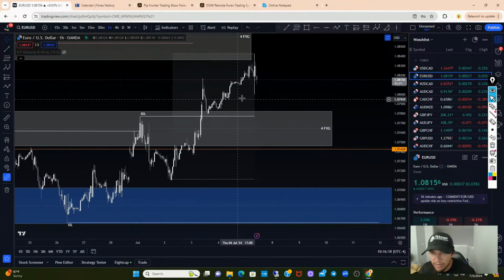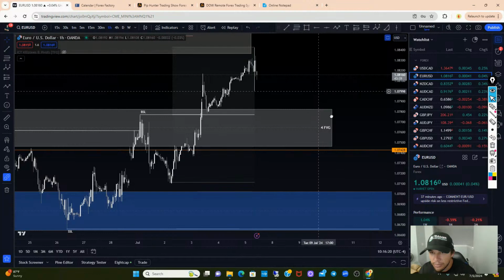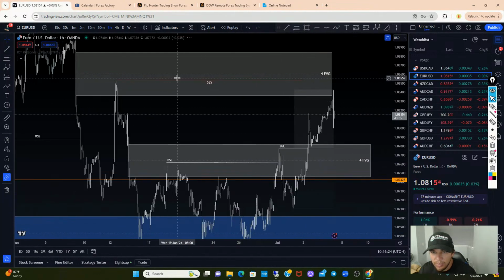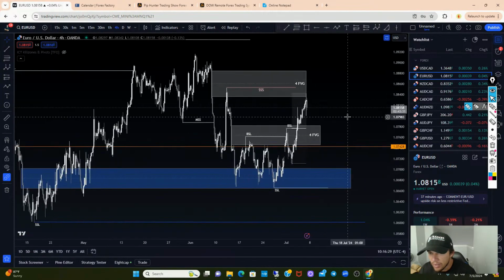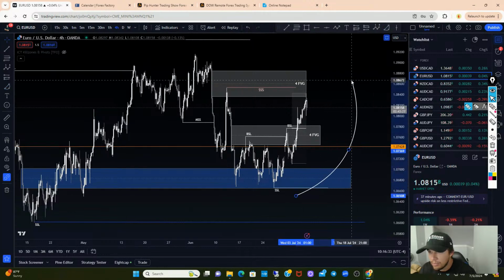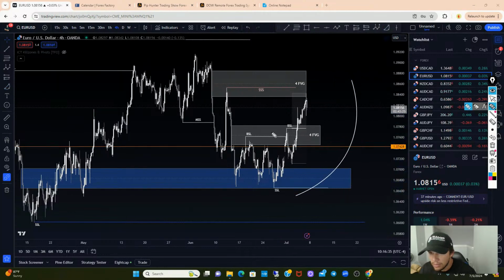Price is not in an area that I would want to buy now. I'd like to see price continue lower to buy, as this would be my draw of liquidity. So going back to the higher time frame, as you can see here, this would be my buy side of the curve. This is a market maker buy model. And we're targeting the draw of liquidity, which would be this high, which is in an area of a sell side imbalance.